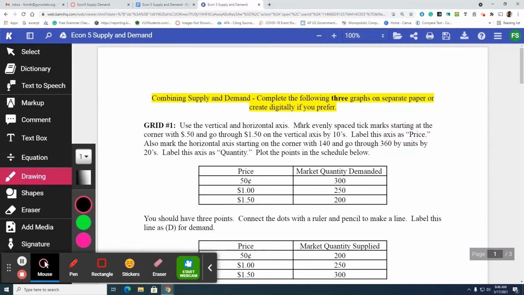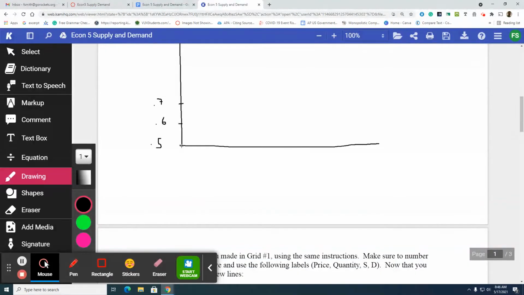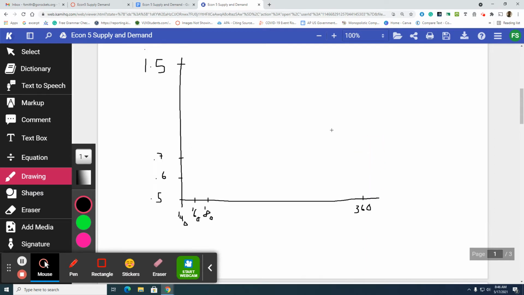Then on the horizontal axis, you're going to start with 140 and go through 360 by units of 20. So we're going to have 140, 160, 180, and you're going to go the whole way through 360. But it's important you have all these tick marks plotted out.